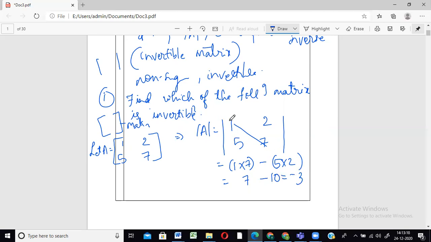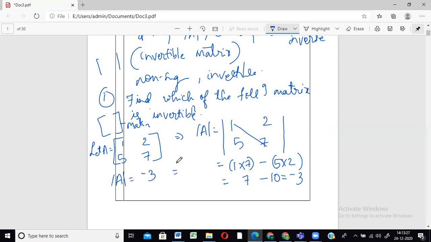So first always multiply diagonally. This one minus this one. Don't make it plus. It's always minus according to the procedure. So this one minus this one, whatever answer you get. Now we have got the value of the determinant of matrix A as minus 3.